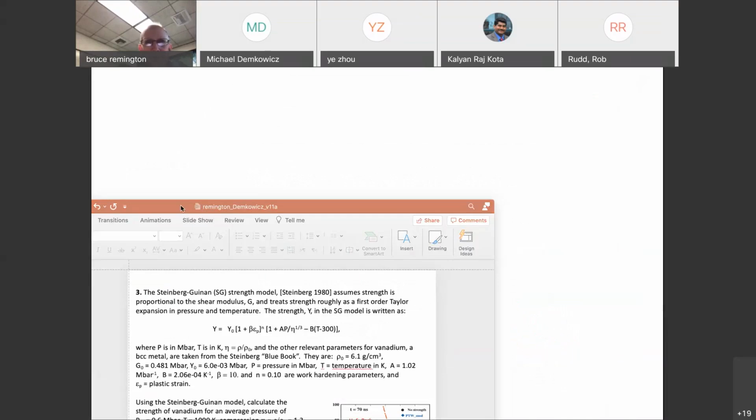I'm going to read it out. Thank you for the great talks. I have a question for Rob Rudd about the Steinberg-Guinan model. It looks like P and eta equals rho over rho zero are independent variables, but I would expect P to depend on eta. The higher density, the higher the pressure. Also, the density depends on pressure and temperature, so the expression for the shear modulus seems to be hard to evaluate. What is the P of eta dependence, and how does eta change with temperature? Could you comment on how this model is used to calculate plastic work?